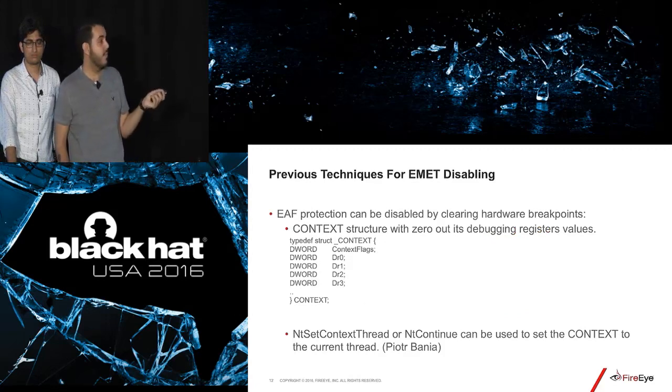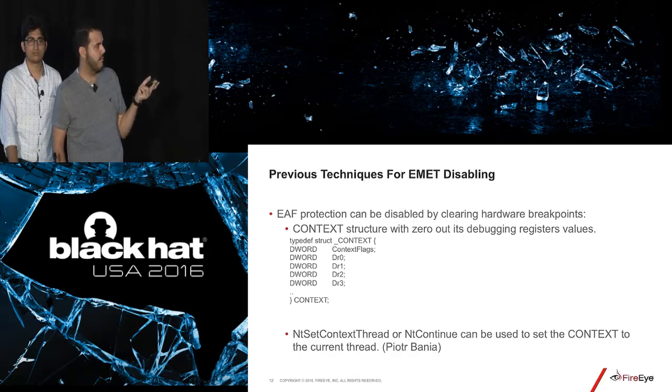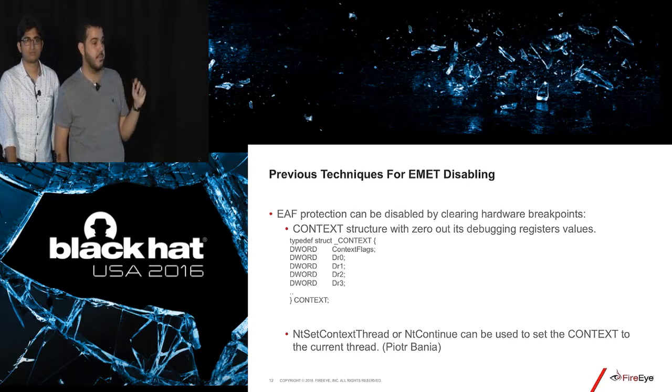To disable the EAF protections, it requires a special treatment. So this is the EAF, which is capable of detecting shellcodes. Since EMET uses the debugging registers, anyone who clears out the hardware breakpoints, which are implemented by the debugging registers, can disable this protection. To do this, one way is to use the context structure to get access to the debugging registers.